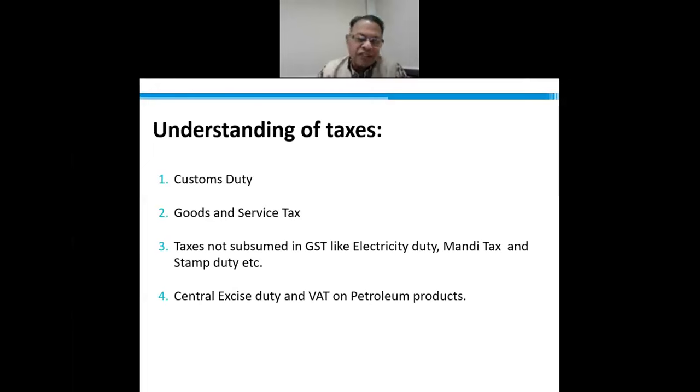Central excise duty is levied by central government, VAT is levied by state government. Somebody has raised a hand, but let me complete this. Register all your questions and I will answer them one by one when we complete this, because many of your questions would be answered in the presentation itself.